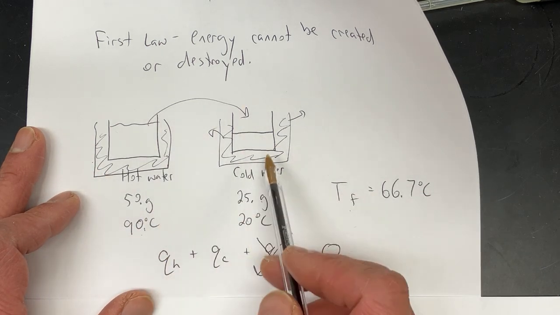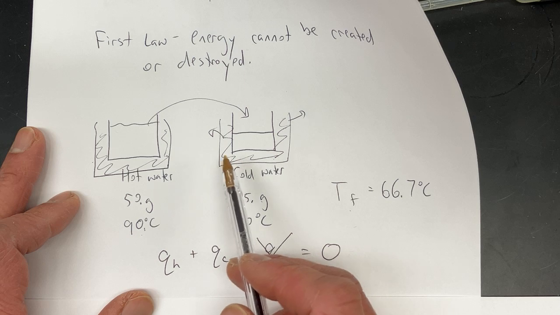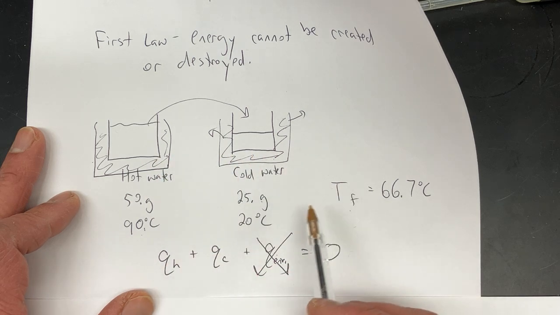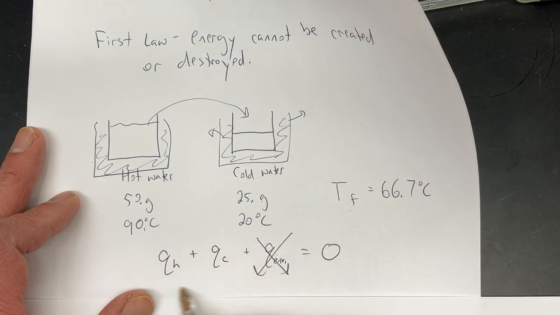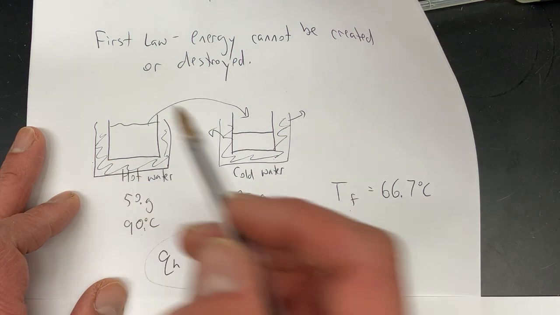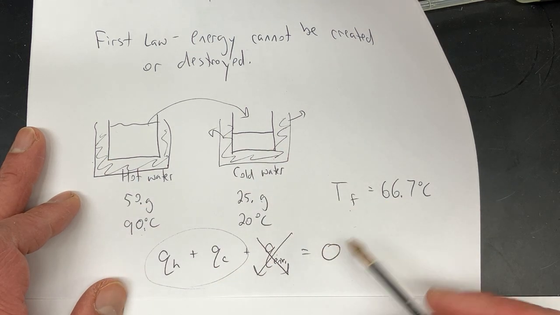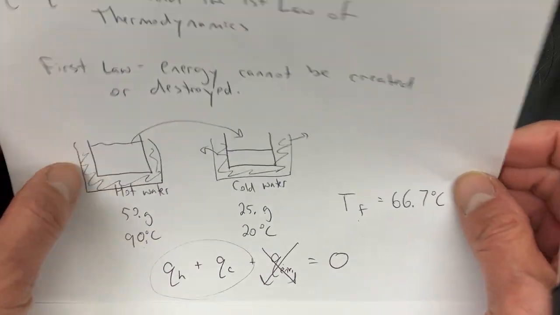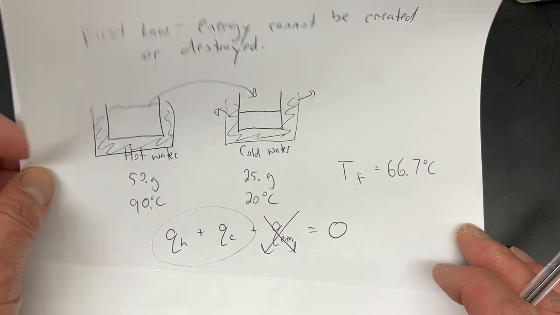And so when I can mix these things together and I can calculate things, then all I have to worry about is this stuff right here. And then I can make calculations dealing with, oh, I got hot water, I got cold water, I can calculate some numbers using that. So that's kind of the big idea for using calorimetry experiments.